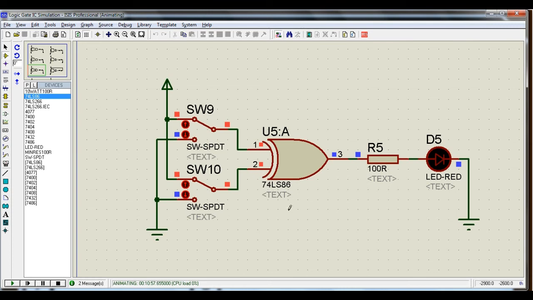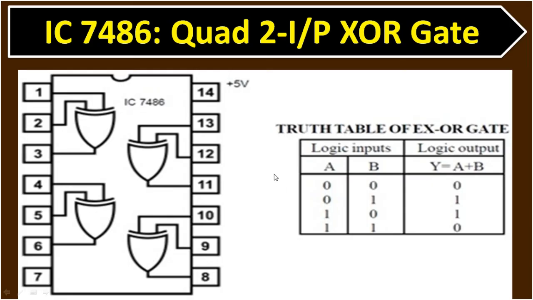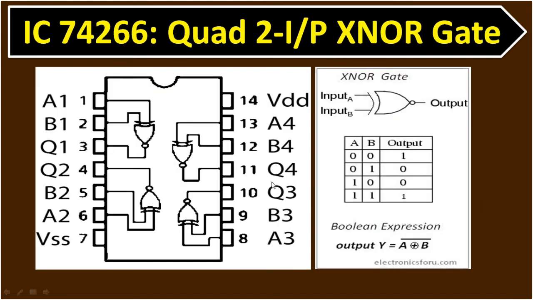Now let us see the last gate, that is the XNOR gate. The XNOR gate IC number is 74266. So it is a quad 2 input XNOR gate. Quad means 4. So in this 14 pin IC, 4 XNOR gates are implemented. And the XNOR gate is an even parity generator. Even parity generator means if the number of ones in the input is even, then output will become 1.